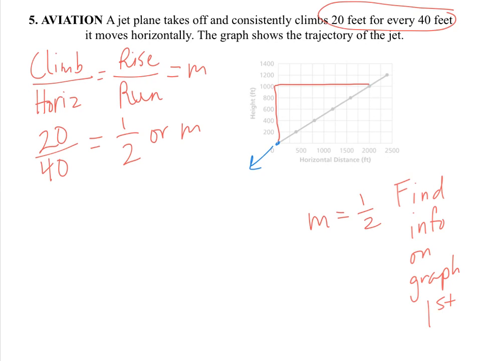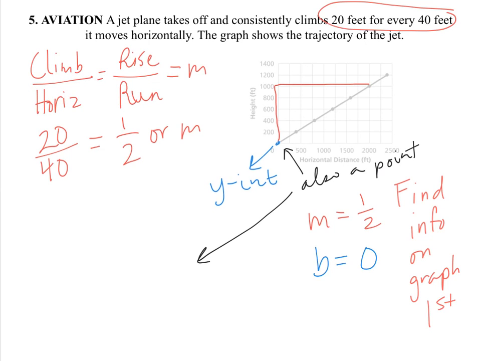Now I'm going to find the y-intercept. I go to where it would touch the y-intercept, find that point, so that means B equals 0. I want to get as much info from the graph as I can. This point is also a coordinate, or a point on the graph. That gives me my x1 and y1, which I will use later. Now I'll write them down as 0, 0.